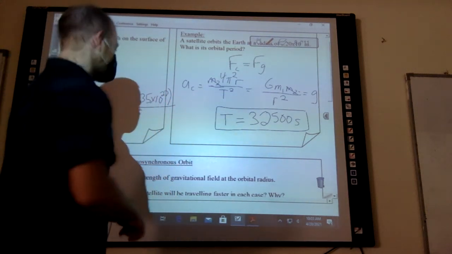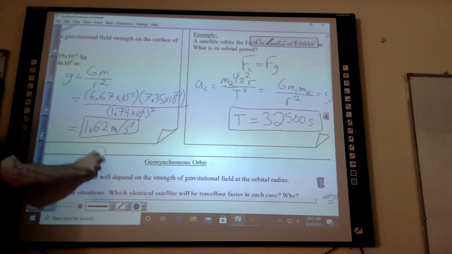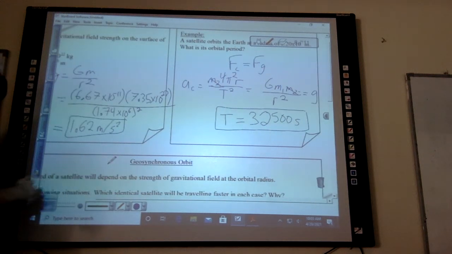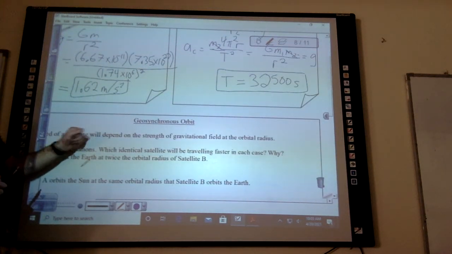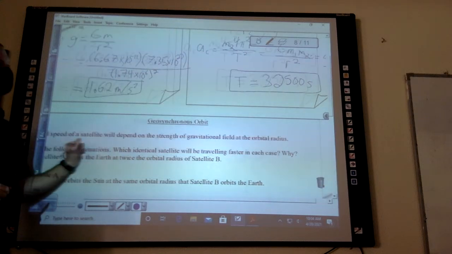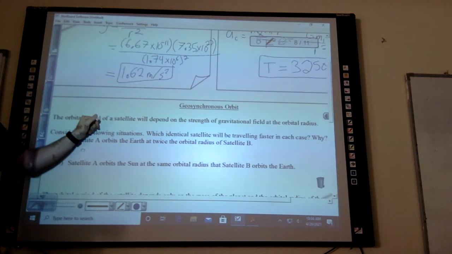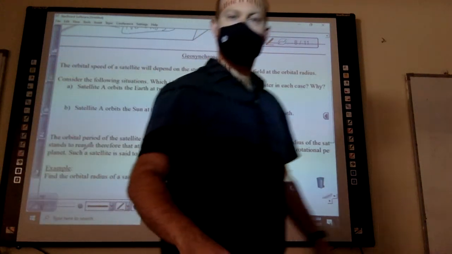So one last thing here we need to discuss. We need to look at geosynchronous orbits. Geosynchronous. Geo, geography, study of the world. Synchronous, synchronized. Have you ever seen synchronized swimming? Same timing. Synchronized swimming is crazy. Not as easy as it looks.